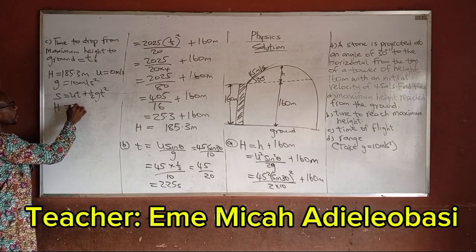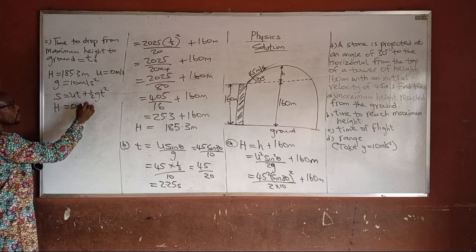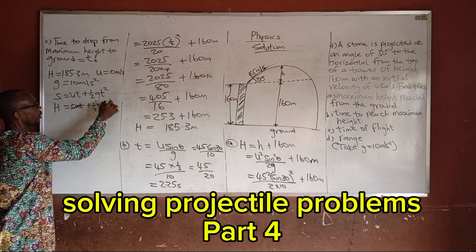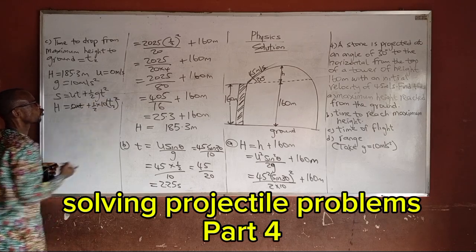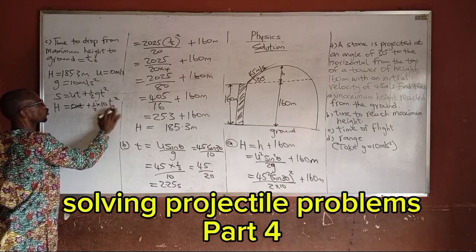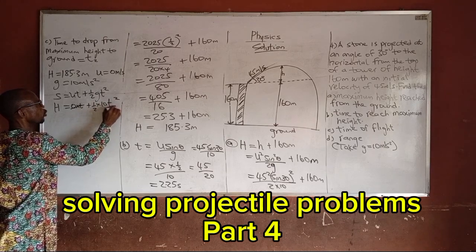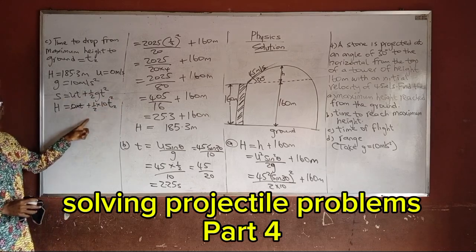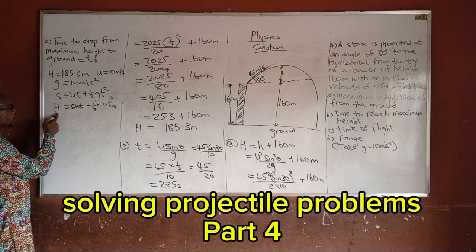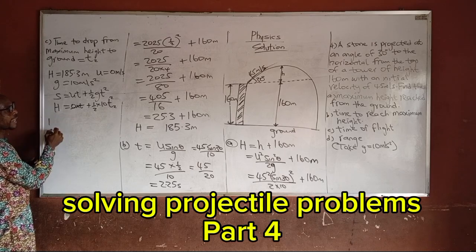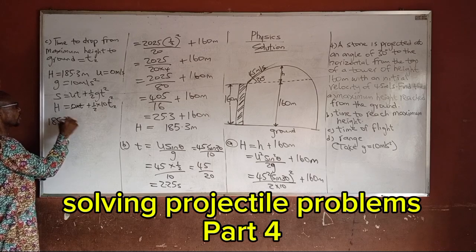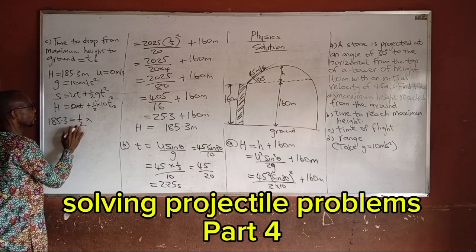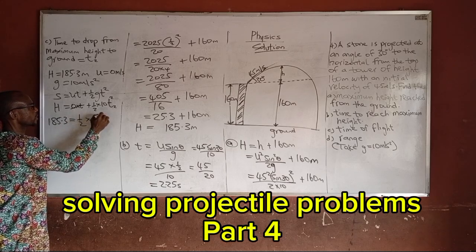0 here. 0 times T cancels off. Plus half times 10, times T2 squared. T2 being the time to drop from that height. This is now our formula. So we now have our H here, 185.3, equal to half times 10 times T squared.